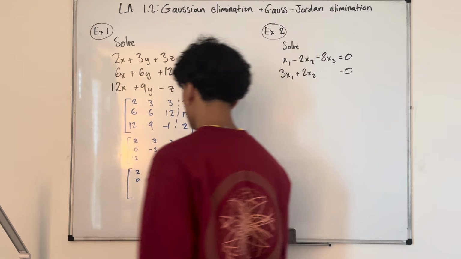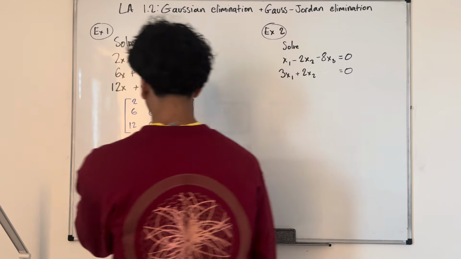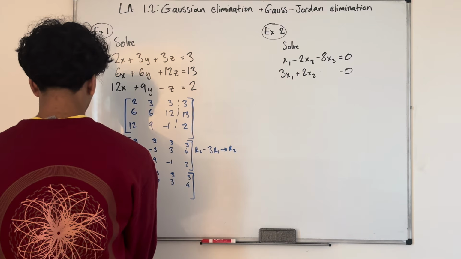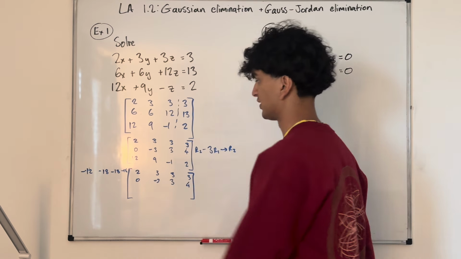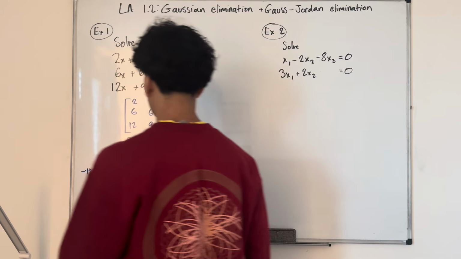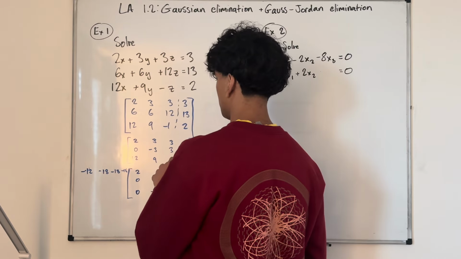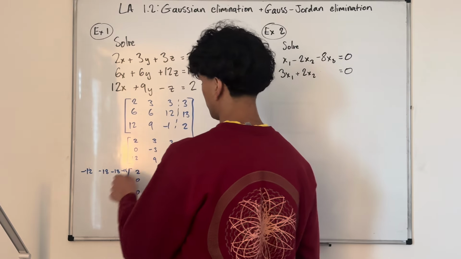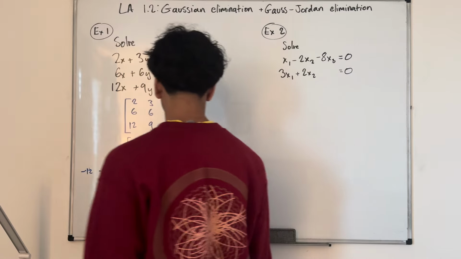So 2, 0, 0. If I bookkeep this, I'm going to have negative 12, and when I multiply each of these by negative 6, I get negative 18, negative 18, negative 18, right? I'm going to start adding them. So negative 12 plus 12 is 0. 9 minus 18 is negative 9. Negative 1 minus 18 is negative 19, which is a little ugly, but it's okay. 2 minus 18 is negative 16.